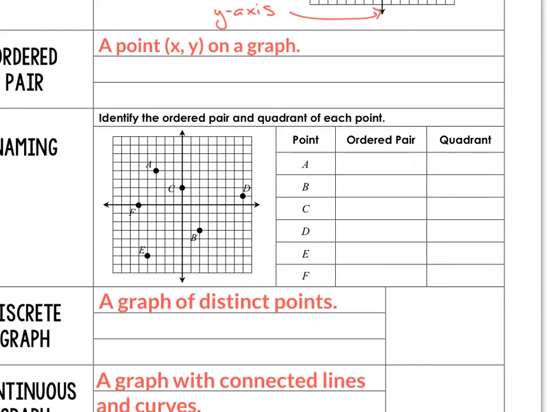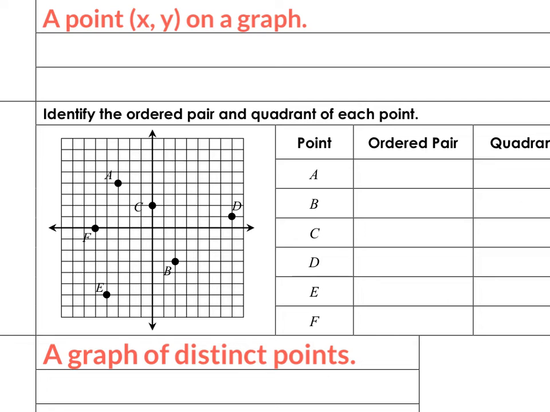Okay. So now the next thing we're going to do is identify the ordered pair and the quadrant for each point that we have listed on that coordinate plane in the middle of your page. So if you look, always start at the origin and you count. If you go left, that's negative. If you go down, that's negative. If you go right, that's positive, and if you go up, that's positive.